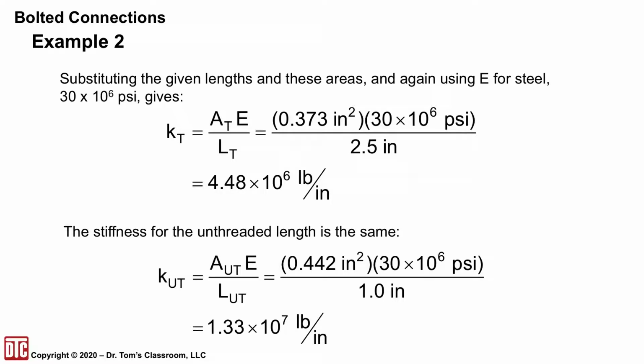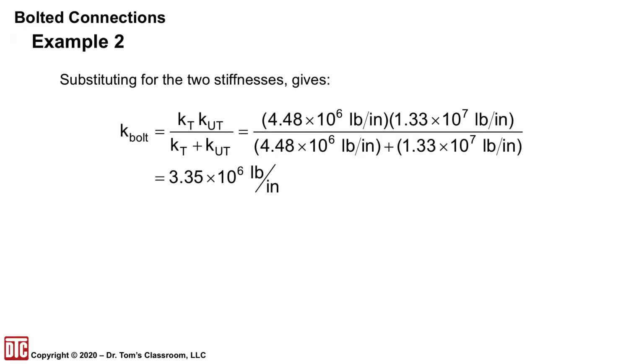Of course, our unthreaded stays the same, so we can go in and calculate A sub UT is 0.442 and the 1 inch, so it's still the 1.33 times 10 to the 7th pounds per inch. So substitute that into our equation for K bolt, and we get 3.35 times 10 to the 6 pounds per inch.